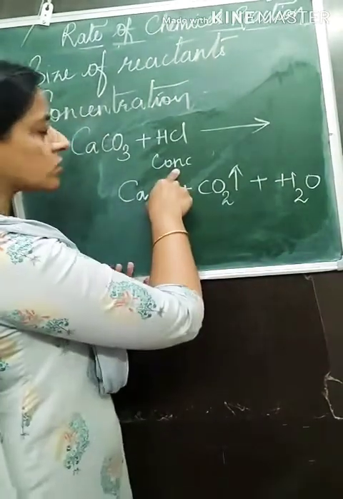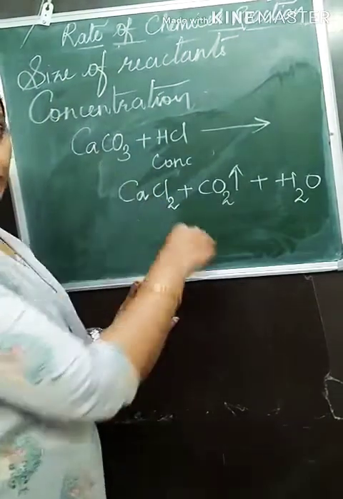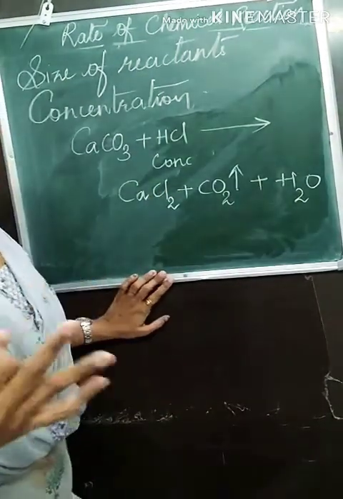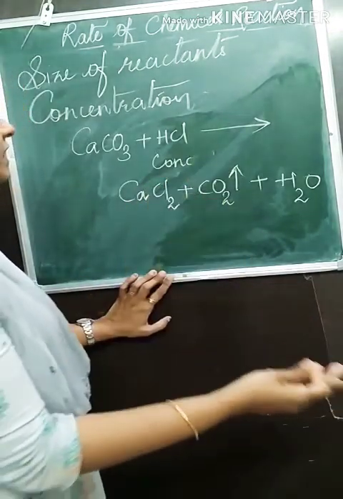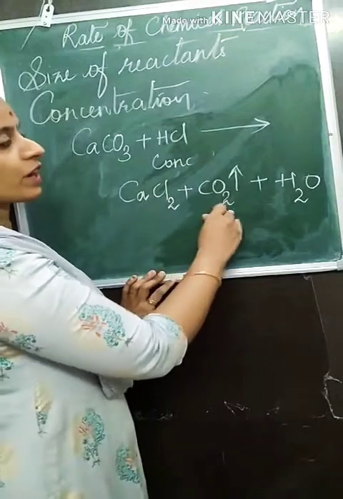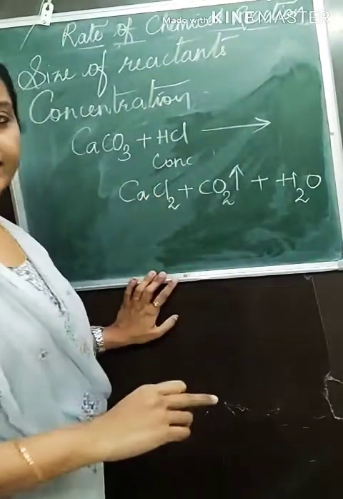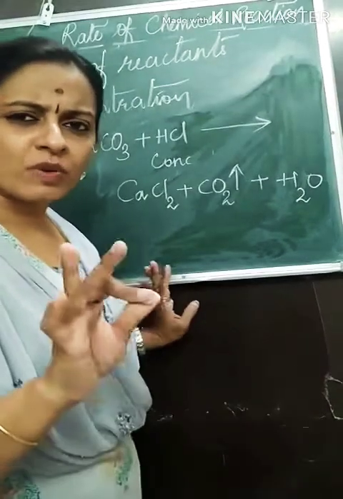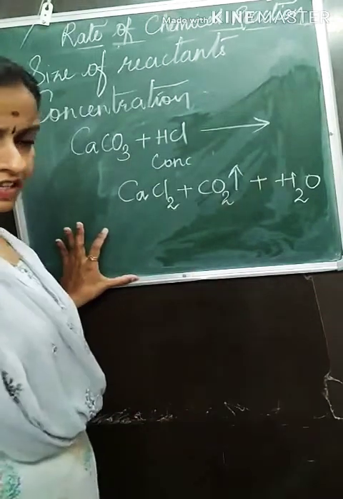So when you use concentrated HCl, we will see that the calcium carbonate disappears. Calcium carbonate disappears because all calcium carbonate is getting converted into calcium chloride with effervescence. Whereas if you use dilute HCl, the rate of reaction is very slow. It's a slow reaction. With concentrated, it is a fast reaction.